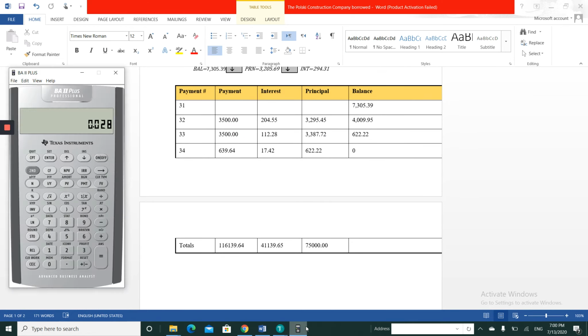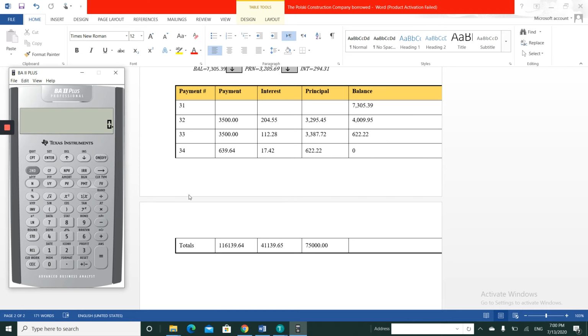So if I multiply I by the unpaid balance before the last payment, on the calculator I'll multiply 0.028 by 622.22. So I have the amount of interest for the last payment: $17.42. It's the interest for the last payment. So if I add the rounded interest to the unpaid balance, I have the last payment.